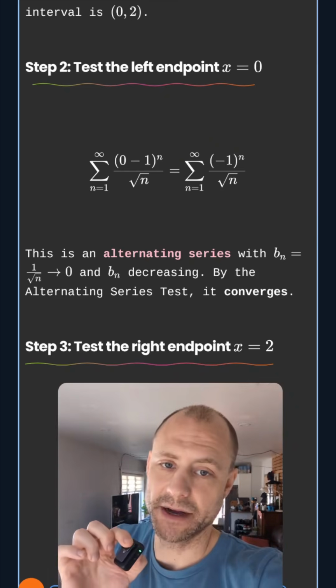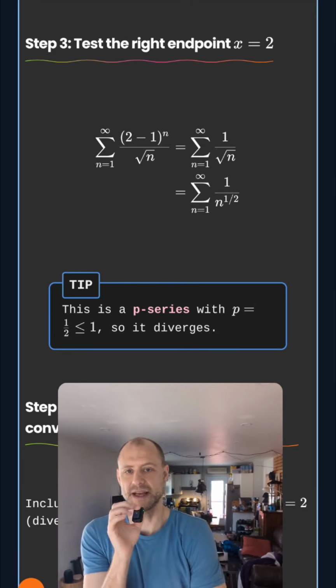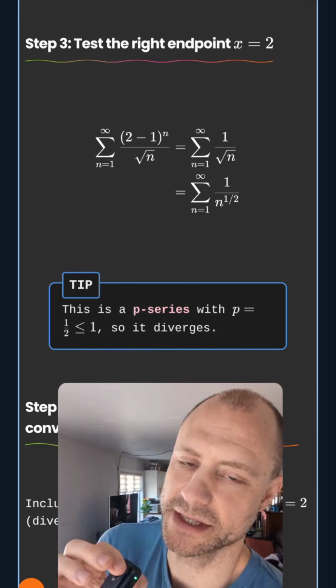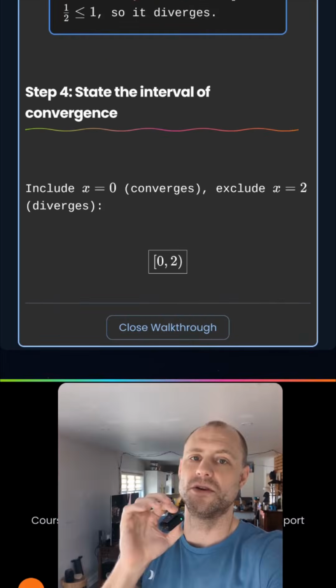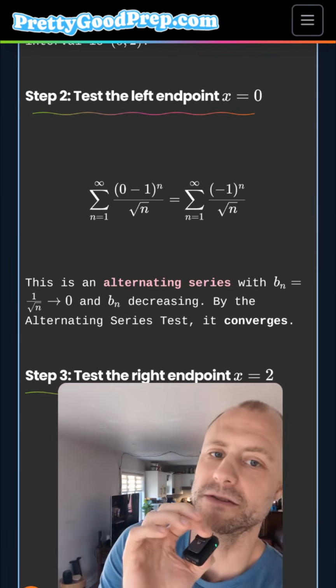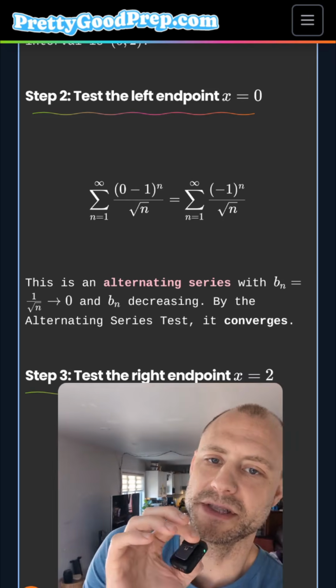All right, so now we test the endpoints. So we test when x is equal to 2. When x is equal to 2, we get this part here, and that's a p-series with p equal to 1/2, which is less than or equal to 1. So it diverges. Now we have to test the other endpoint. Oh, I skipped the other endpoint. The left endpoint is x equals 0. When we plug that in, it's an alternating series with b_n equal to 1 over square root of n. So that converges by the alternating series test.